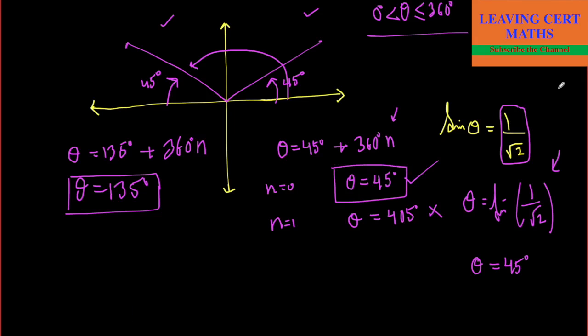So first we look whether sine is positive, so we define our quadrant, then we find the angle. We draw it and we write the general solution. Okay, let's take one more example.